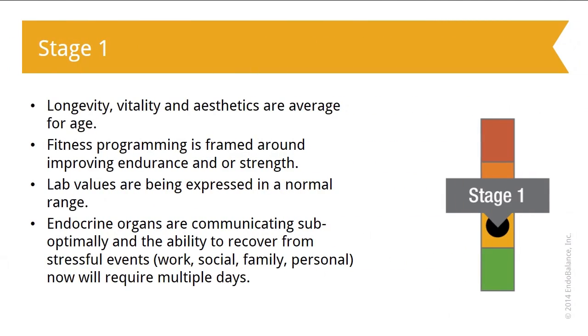For stage 1, the longevity, vitality, and aesthetics are average. Fitness programming is framed around improving endurance or strength. Lab values are being expressed in a normal range for their age. The endocrine glands are now communicating suboptimally, and the ability to recover from stressful events will now require multiple days. One key point to note with stage 1 is that the individual has typical laboratory ranges and they're not expressing any type of overt disease process.